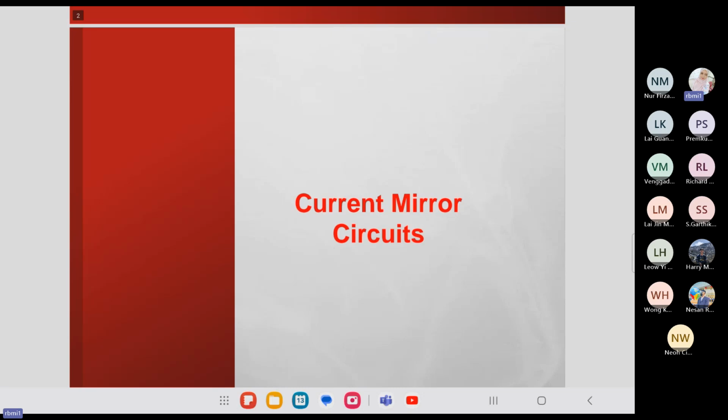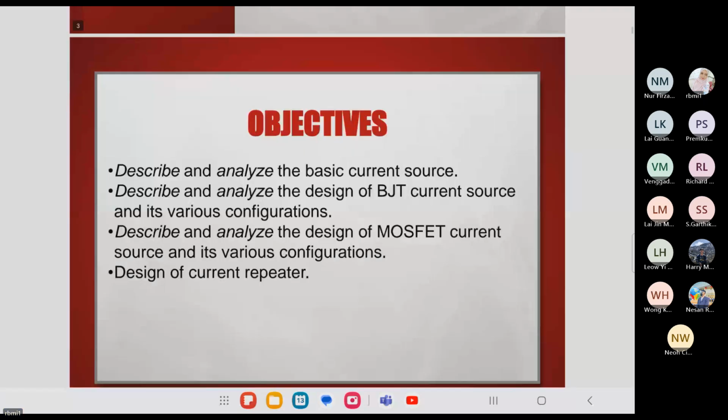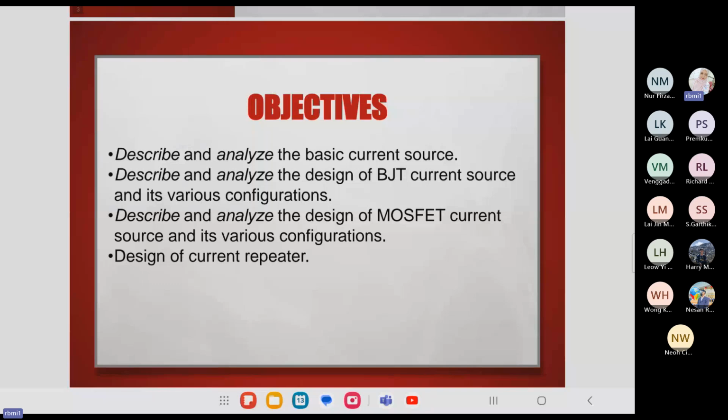Okay, first is on the current mirror circuit. Basically, for today's tutorial, we will have 3 subchapters. First is on the current mirror circuit, second is on the differential amplifier, and the third one is on the op-amp circuitry. Alright, for the current mirror circuit, we will cover the BJT and some on the FET.